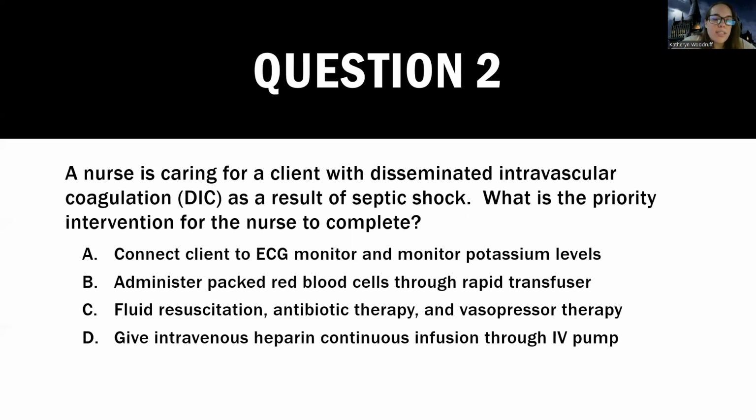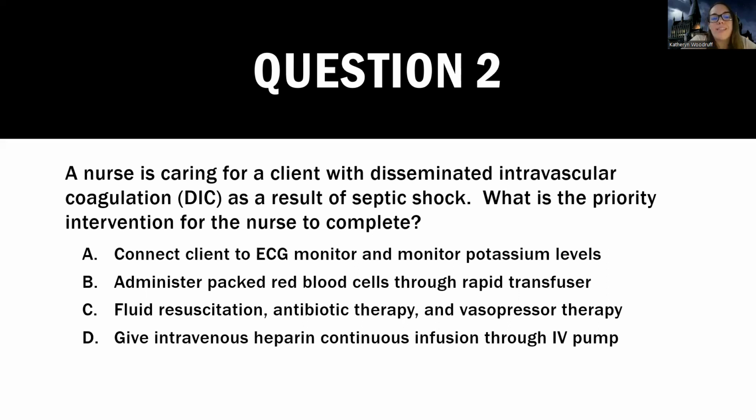So let's see, fluid resuscitation, antibiotic therapy, and vasopressor therapy. Well, that sounds like therapies to treat sepsis or septic shock. So that sounds good. And if I remember correctly, the only way to fix DIC is to fix the problem that caused it. So I like that answer the best so far. We'll get back there. Let's see, give intravenous heparin, continuous infusion through IV pump.